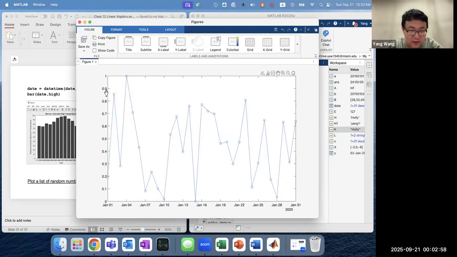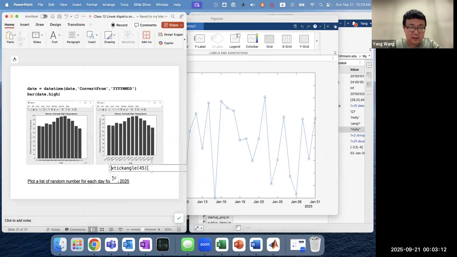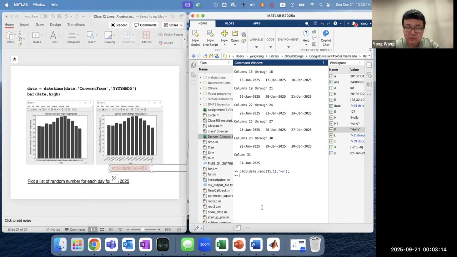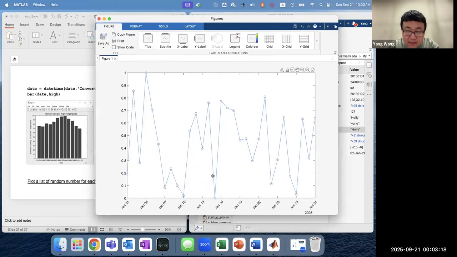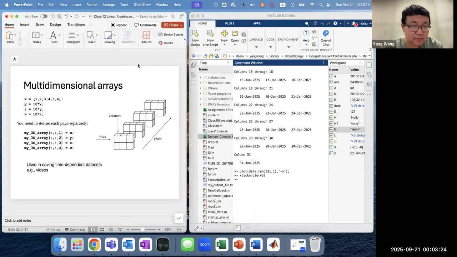So this is the result, right? This is our random number. It's also showing you the x-axis with the date format. And if you want to rotate these tick marks also, you can use the function xtickangle 45, which means that you're rotating it by 45 degrees. And then this is what you get. Okay, so you can make the plot with the x-axis showing you the date.